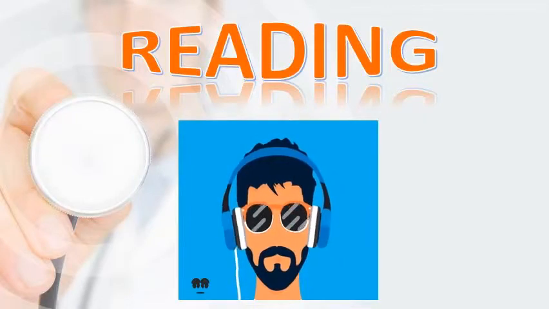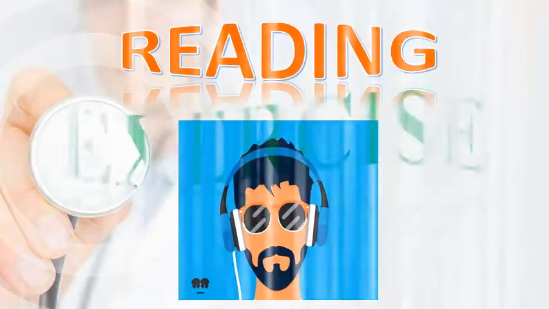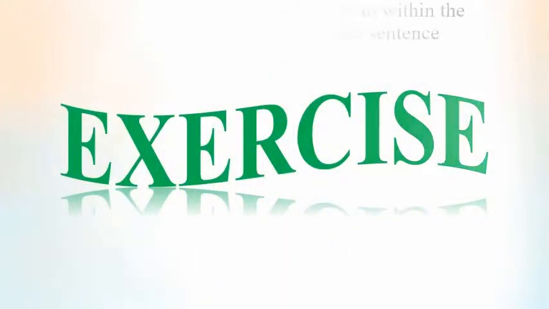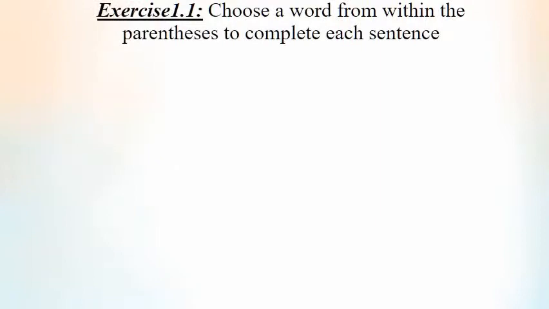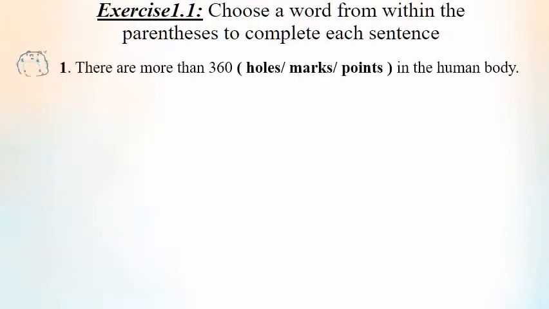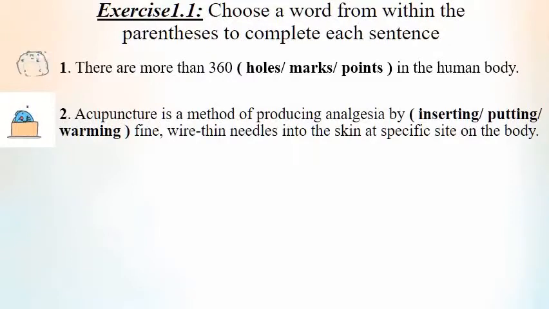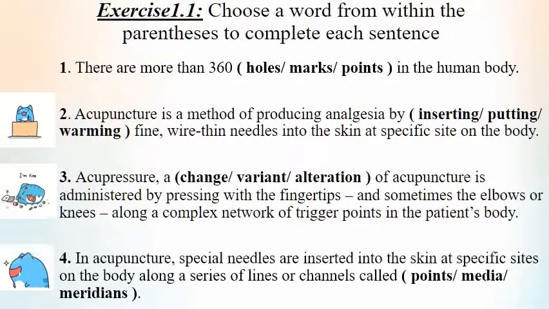Now we move to the exercise. Exercise 1.1. Choose a word from within the pairs to complete each sentence. We have 4 questions. Question 1, 2, 3, 4. You will have 1 minute to finish it. Good luck.